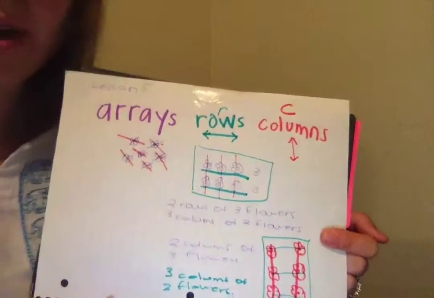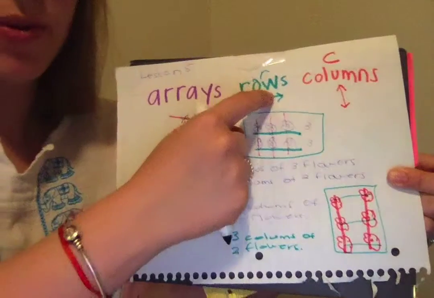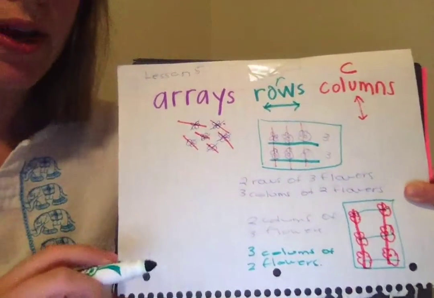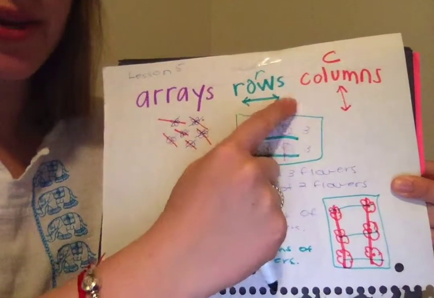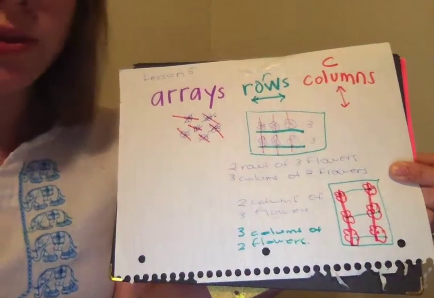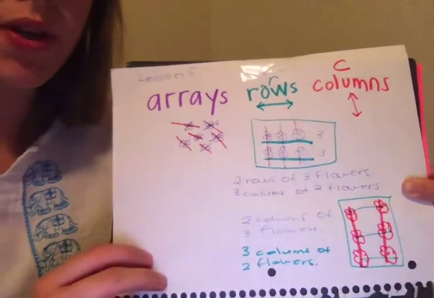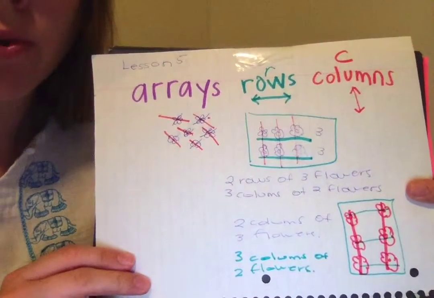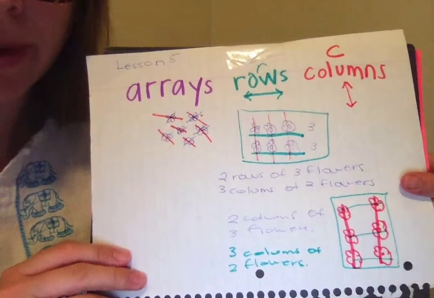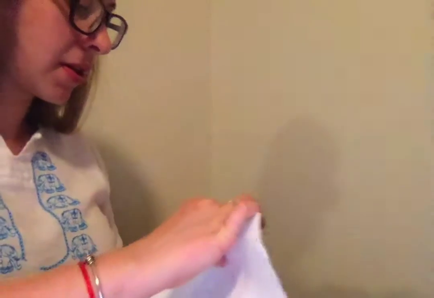All right? So as of now, you guys have now learned the word array, rows, and columns. Okay? We know that rows go sideways, columns go up and down. And we use arrays to organize our work. All right, so let me try one more on a different sheet of paper, okay? Give me a second. Or maybe I can just flip this one around. Like that.